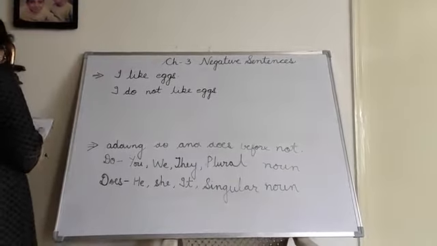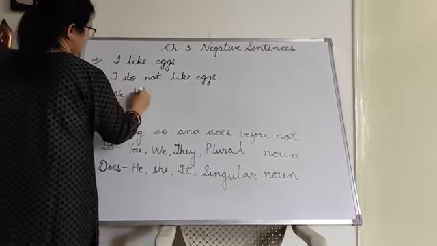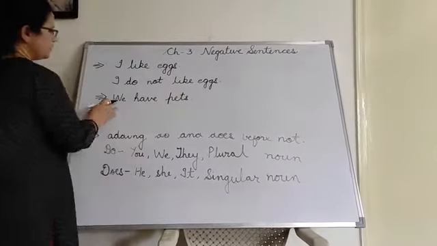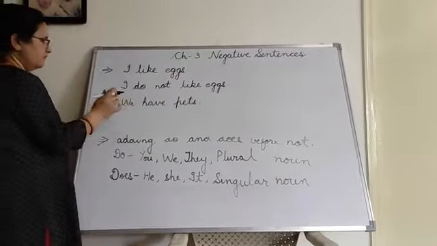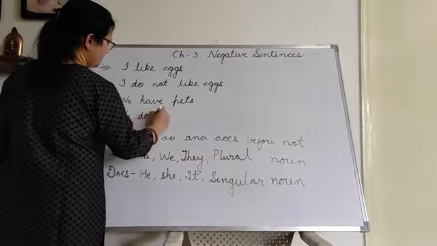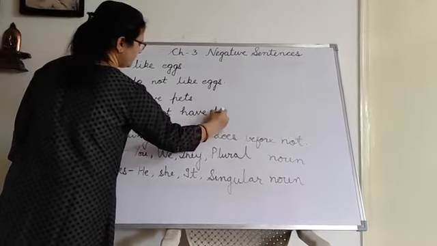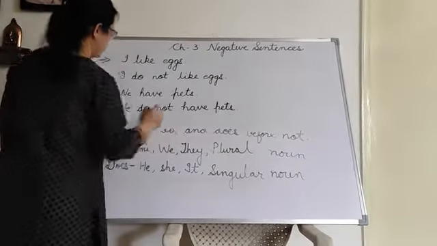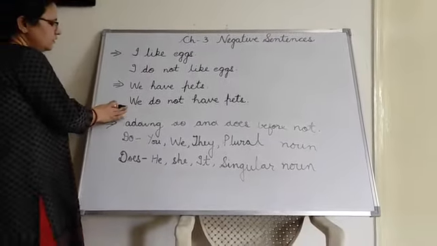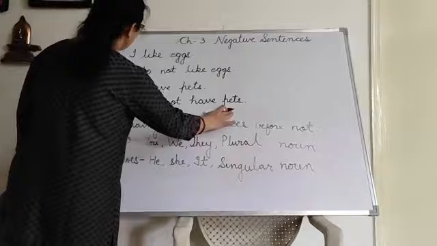Next example, we have pets. We have pets. Now, if you have to change it into negative, where you will add not? We do not have pets. Okay. So with singular you have, with plural you have used do. We have pets. We do not have pets.